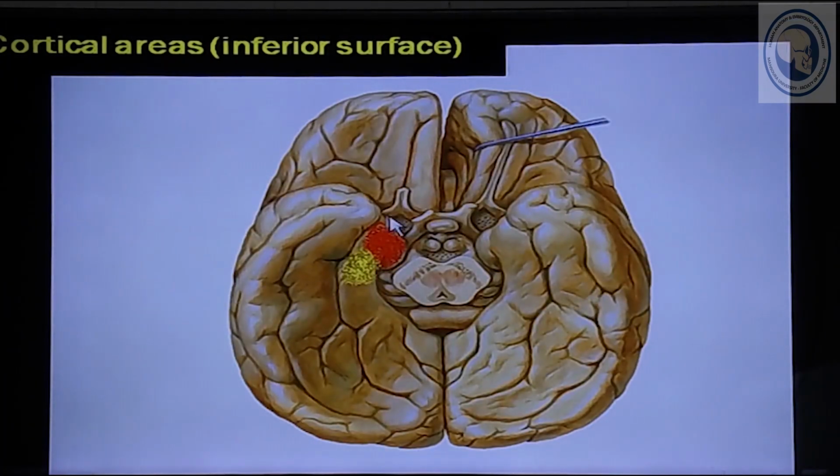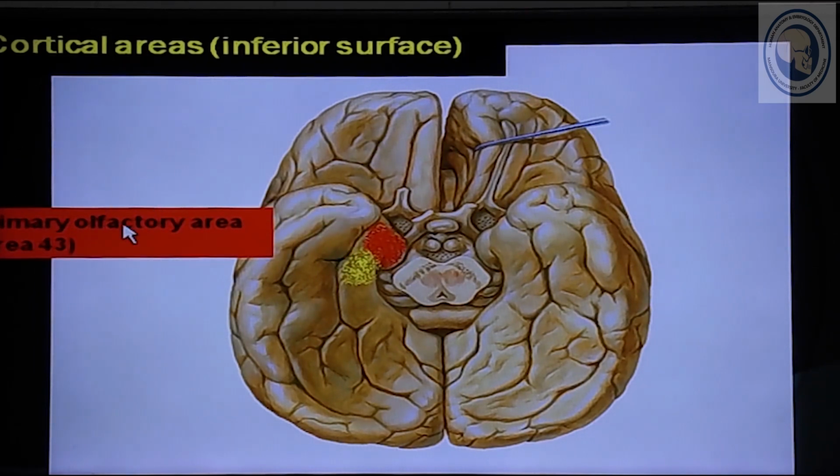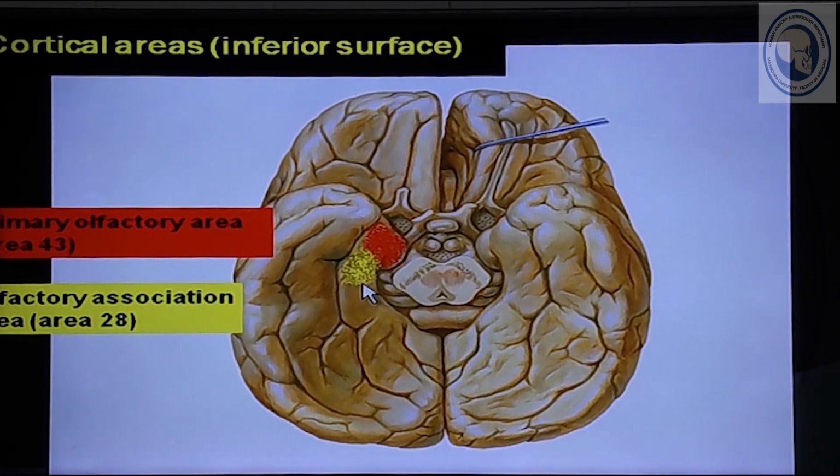What about the inferior surface cortical areas? We will find in the uncus, medial to the rhinal sulcus, the primary olfactory area, or area 34, and behind it, in the anterior part of the parahippocampal gyrus, we will find the entorhinal area, area 28. It is the olfactory association area.